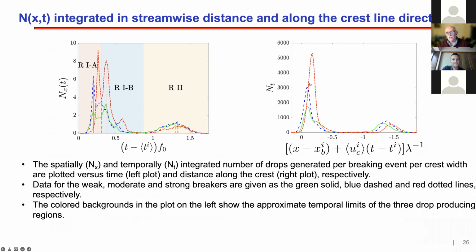And so this is number of droplets versus position. They were integrated over time, like the surface ripples were. And you can see when the first crest comes by, you get a lot of droplets. You get many more for the strong breaker, and the weak one is less. And when the second crest comes by, it's not as ordered as that. Actually, the moderate breaker is giving the most number of droplets.